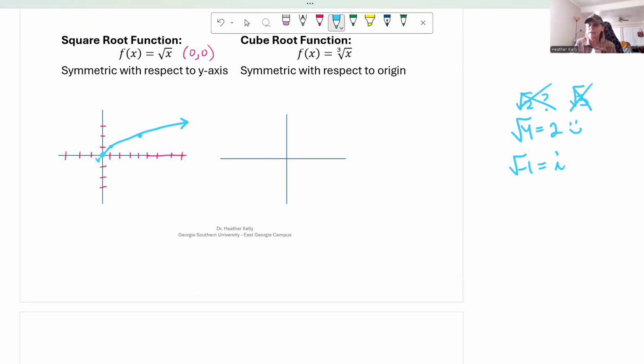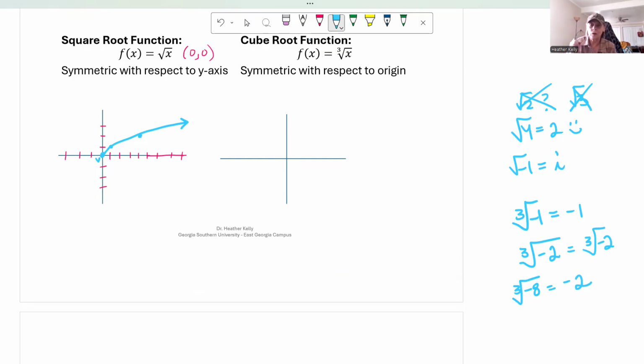Okay. Now the cube root works differently. We can take the cube root of negative numbers. The cube root of a negative number is a negative solution. So like the cube root of -1 is equal to -1. The cube root of -2 is just the cube root of -2. There's nothing to come out of that. The cube root of -8 is equal to -2.